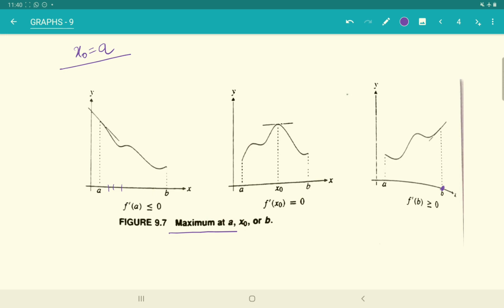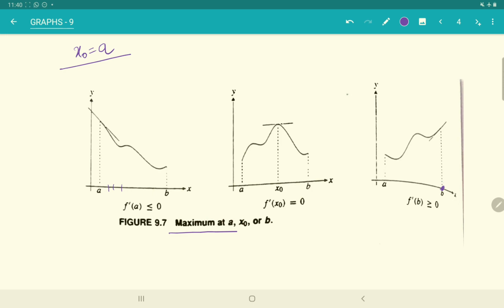Because if it is negative, that means there will be some points to the left of b where f has a higher value than at b. And again, that's not possible because x0 is the maximum point for f in that interval, and x0 is equal to b.